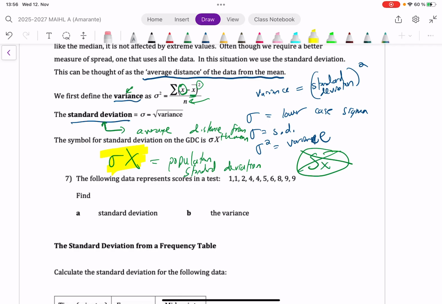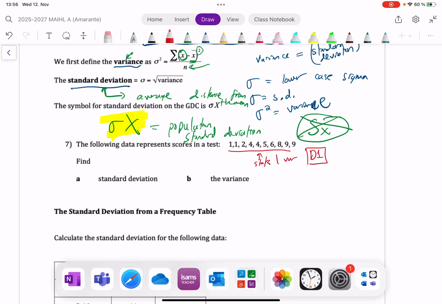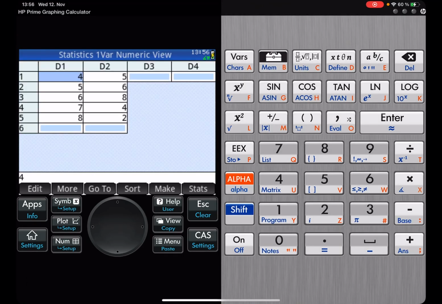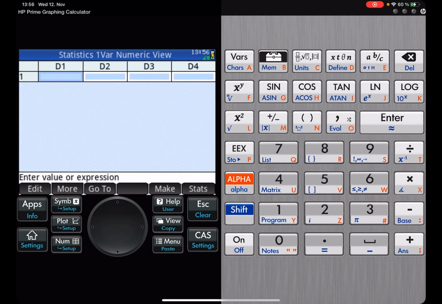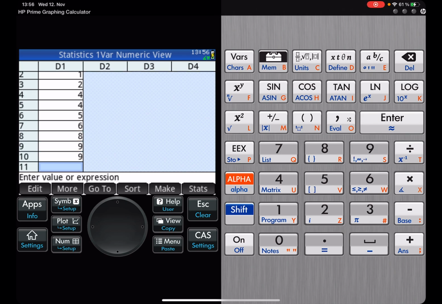So here it says, okay, well, here's some data. This data represents test scores. Find the standard deviation and the variance. So we're going to take all this data and put it in stats, 1 variable, in D1. Let's just do that quickly, because it'll be worth it. Clear everything there, clear all. 1, 1, 2, 4, 4, 5, 6, 8, 9, 9.